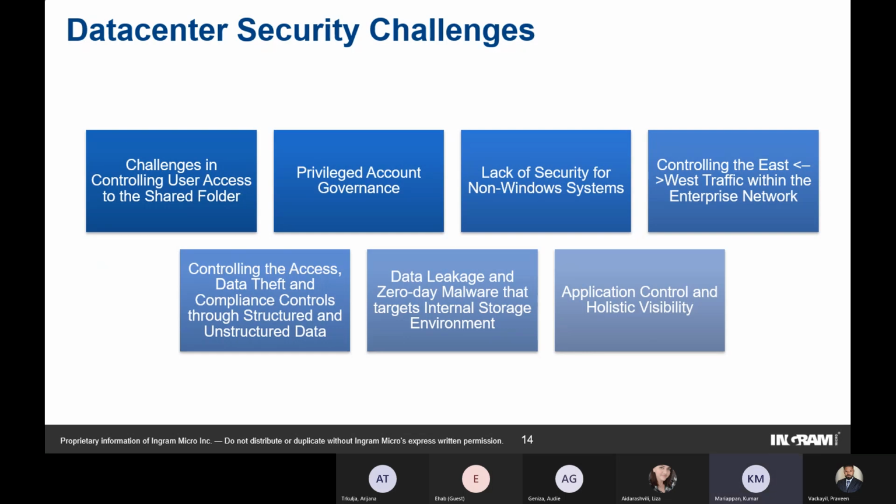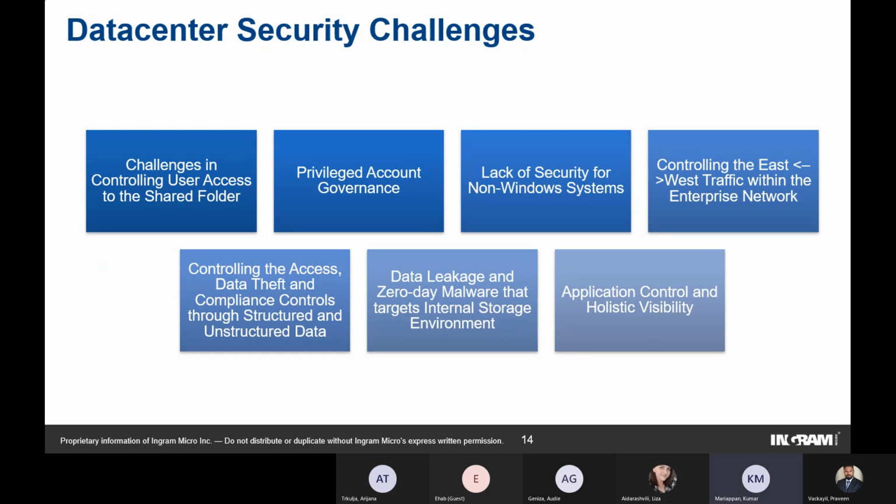Controlling the access, data theft, and compliance control for structured and unstructured data is very important. This is another challenge. If you have structured data, it is always easy to control. But what about unstructured data, which is also critical? There are solutions available, and we'll discuss that. Data leakage and zero-day malware that targets the internal storage environment is very important as well. So this is a data center security challenge.